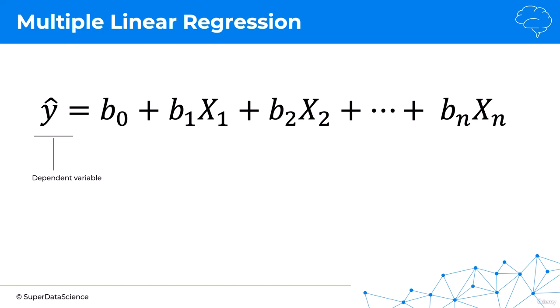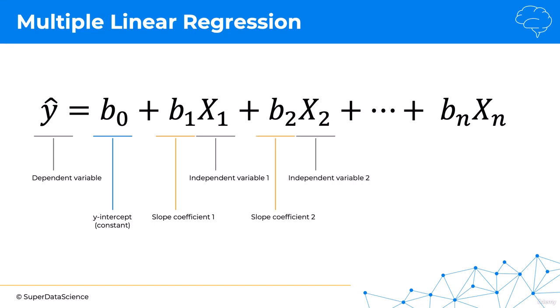Here we've got the dependent variable, then we've got the y-intercept or the constant, then we've got a slope coefficient and independent variable, and then we've got more pairs of those. Then we've got another slope coefficient and independent variable, and so on, and another slope coefficient and independent variable. So basically, we have as many slope coefficients as we have independent variables.